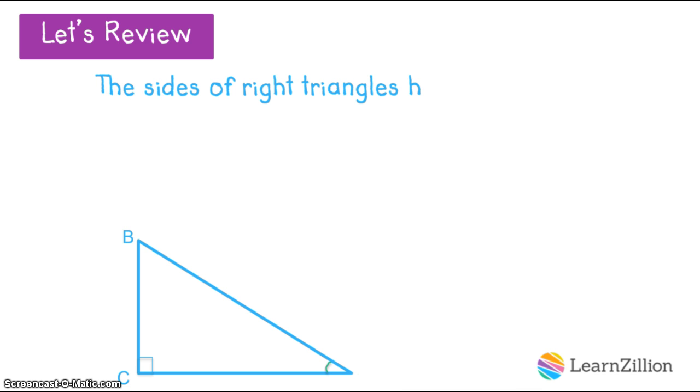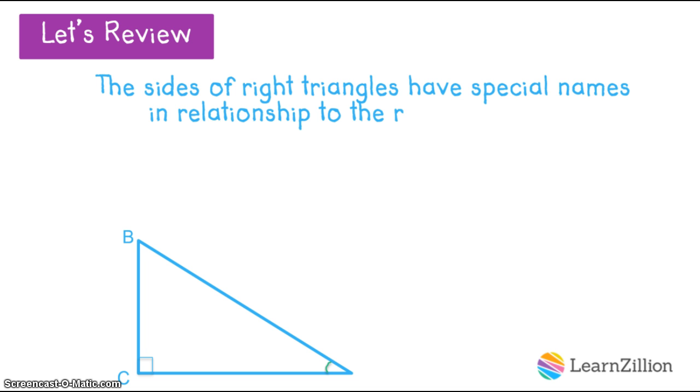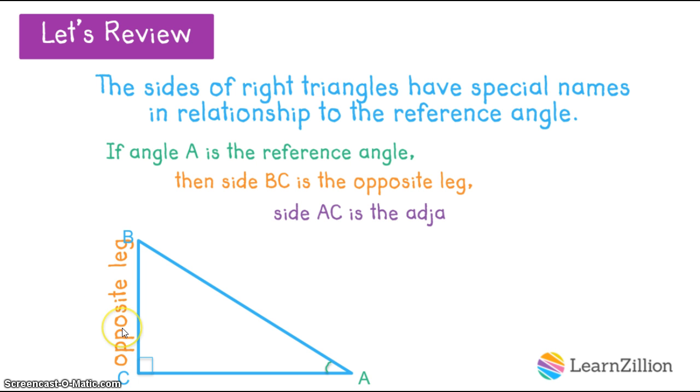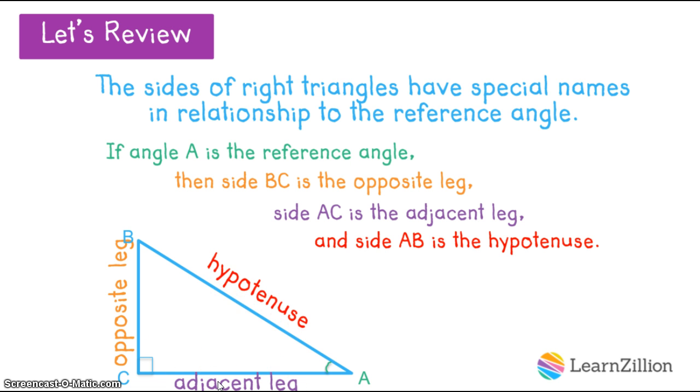You have also learned that the sides of right triangles have special names in relationship to the reference angle. If angle A is the reference angle, then side BC is the opposite leg. Side AC is the adjacent leg, and side AB is the hypotenuse.